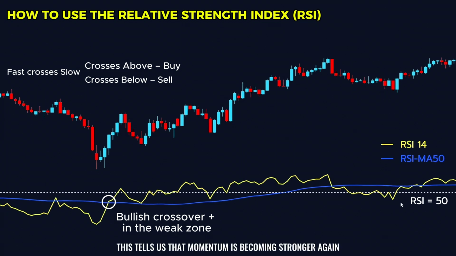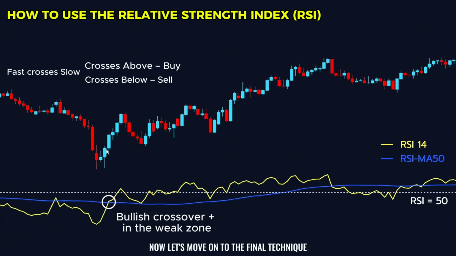This tells us that momentum is becoming stronger again. When momentum begins strengthening, the market has a higher chance of reversing from a downtrend into an uptrend. This is our signal to exit the short position. By closing the trade here, we can protect a large amount of the profit we've already made.